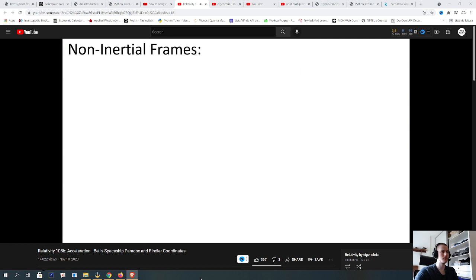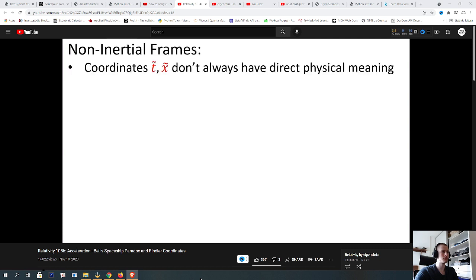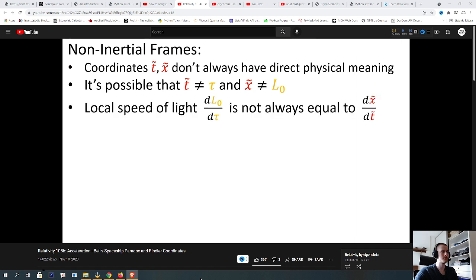So the important points to remember for non-inertial frames are that the spacetime coordinates don't always have obvious physical meaning. It's possible that the coordinate time is not always equal to proper time along lines of constant position, and it's possible that the coordinate position is not always equal to proper length along lines of constant time. Therefore, the local speed of light beams is not always equal to the coordinate speeds of light beams measured non-locally.